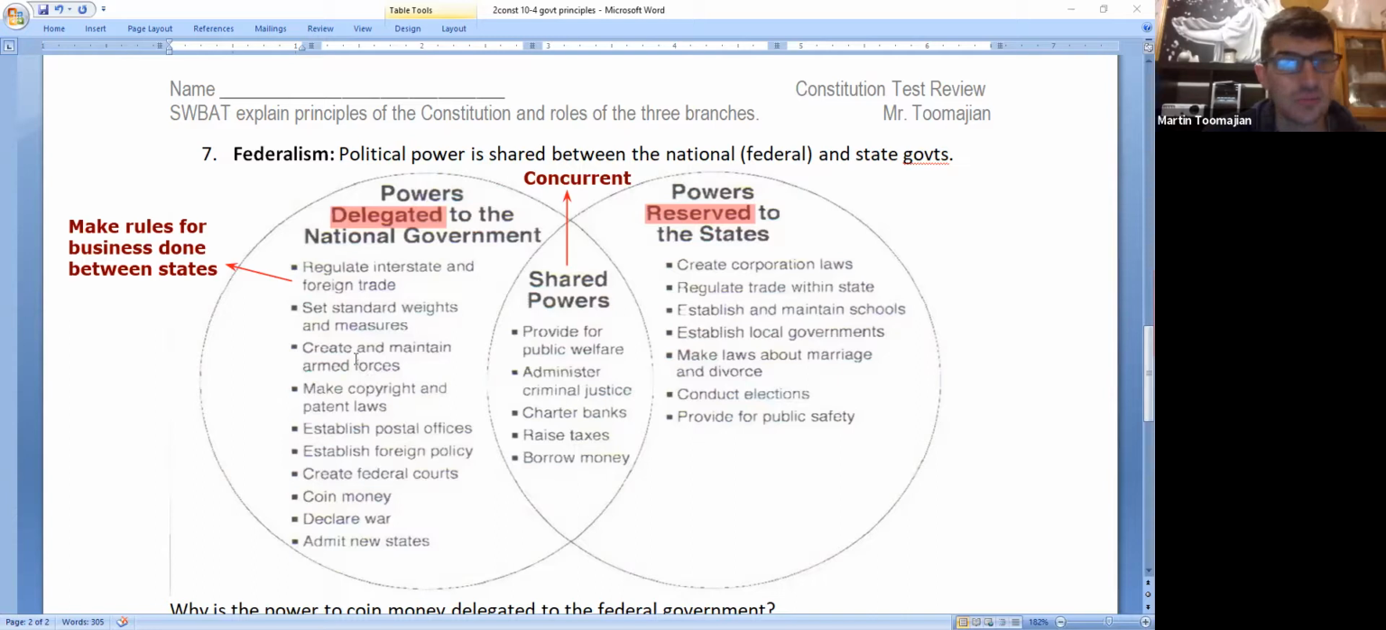Create and maintain armed forces. You don't want every single one of the 50 states to have an army. I promise it won't be great when New York and New Jersey start having problems, or Mississippi and Tennessee or whatever.